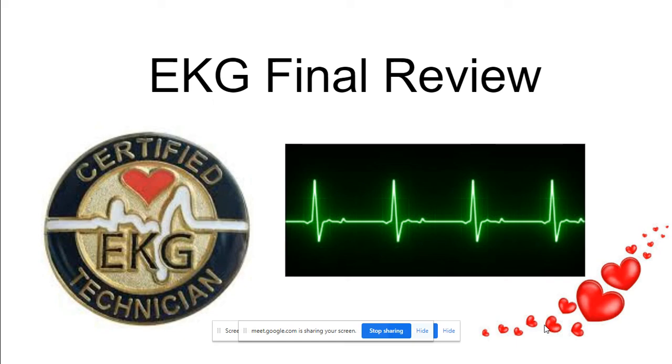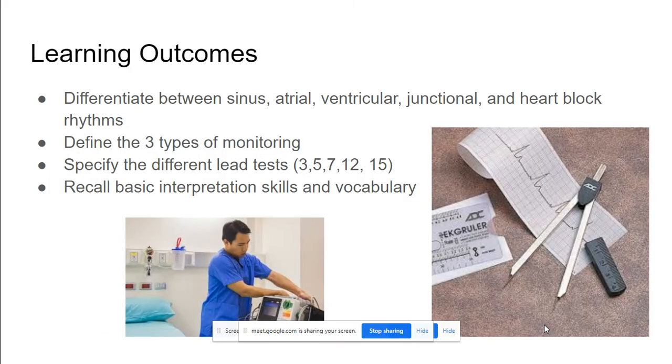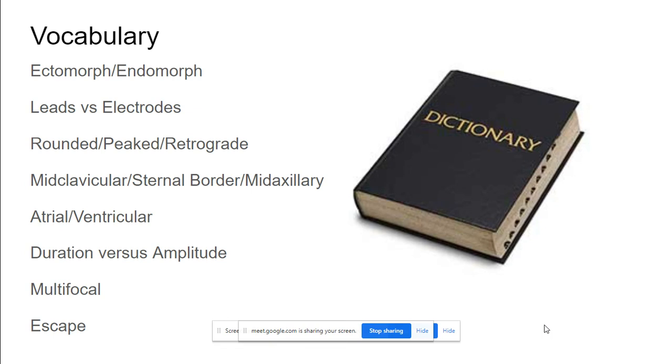So let's go ahead and get started here. What I'm going to be doing today is going over some of the vocabulary that we've talked about throughout this, and some vocabulary that I think people are kind of unclear on, based on some questions that I've had. We're going to look at the 3 different types of monitoring, look at the different lead placements, and then overall, we're going to differentiate between sinus, atrial, ventricular, junctional, and heart block rhythms, and figure out how to differentiate between those.